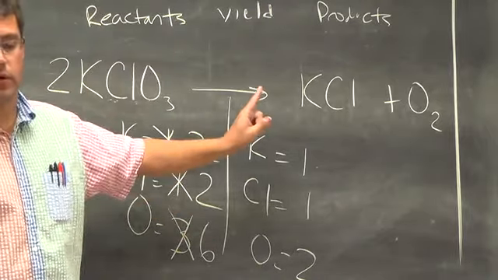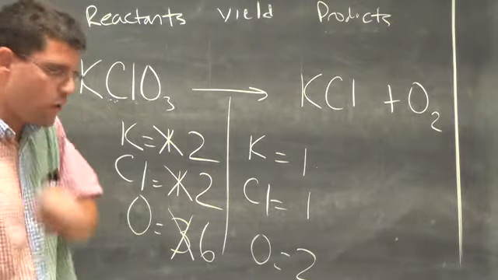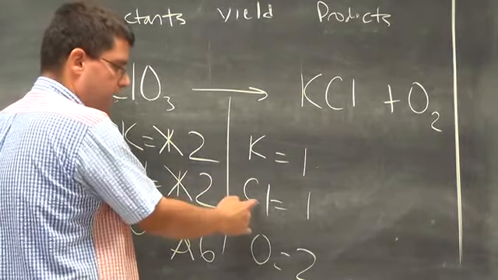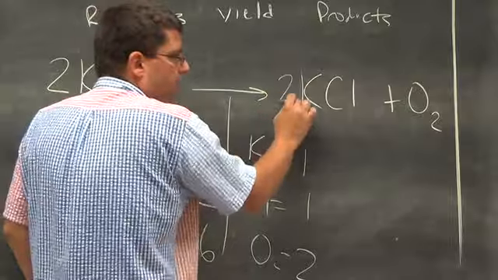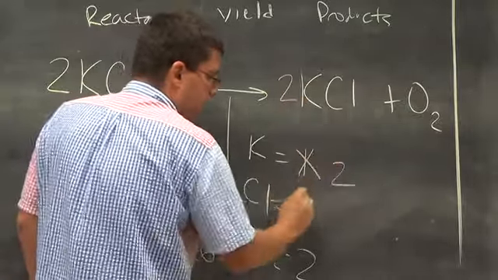Now, this is really important. I want to do this. I'm going to put this in reds because this is a problem. A lot of kids screw up. Obviously, we need to get this to 2. So you add a coefficient. 2 times 1 is 2. 2 times 1 is 2.